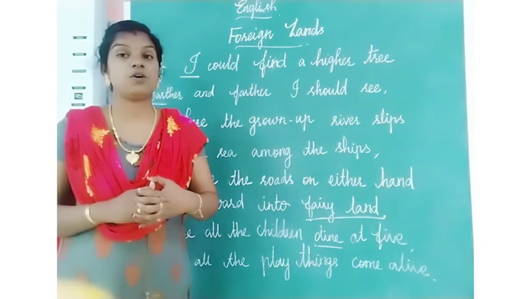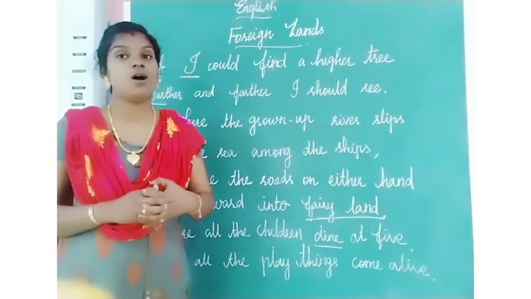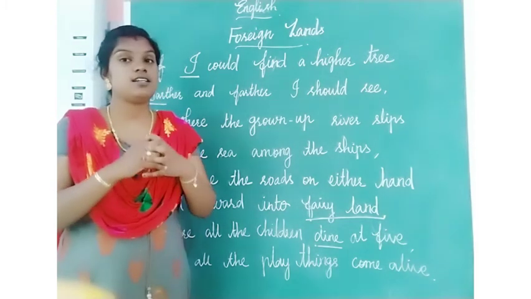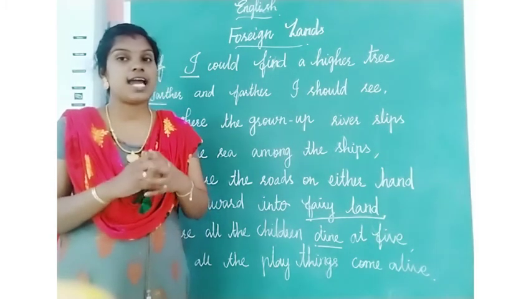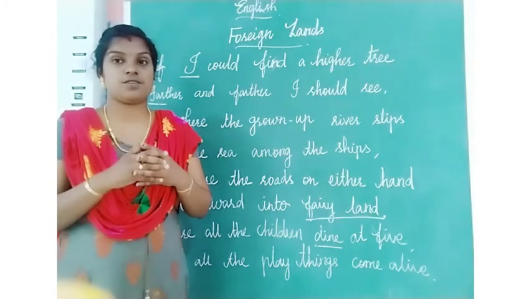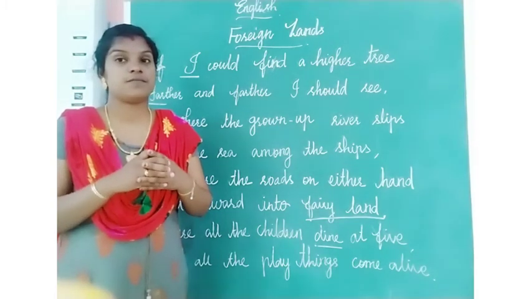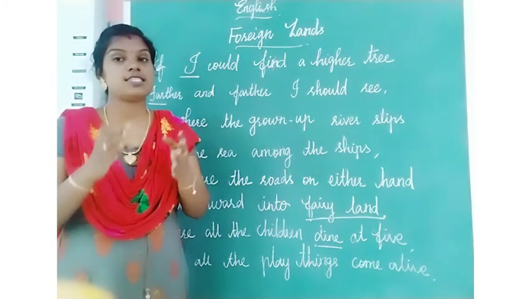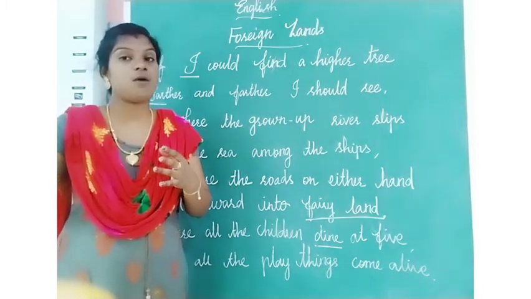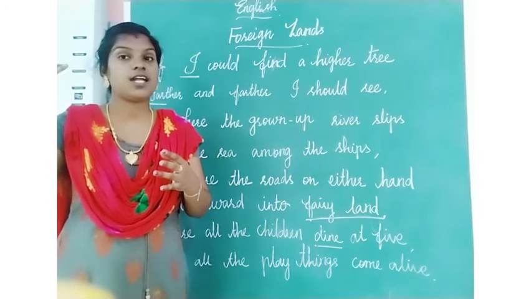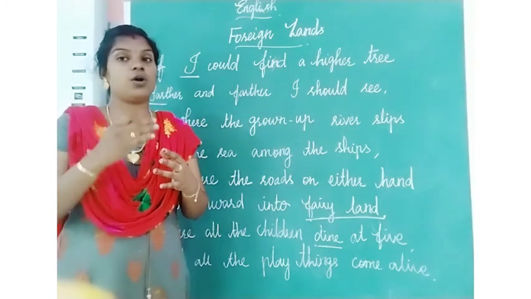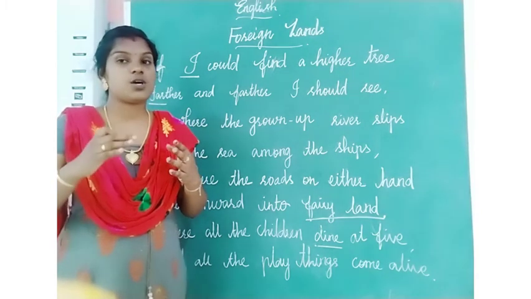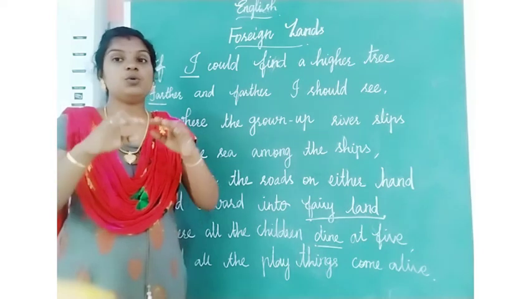Who wrote this poem? Do you remember? Very good. R. L. Stevenson. Who is the narrator in this poem? That little child. What is the poem about? That poem is about the child describing the outside world from her garden wall. From her garden wall, she saw a new world.